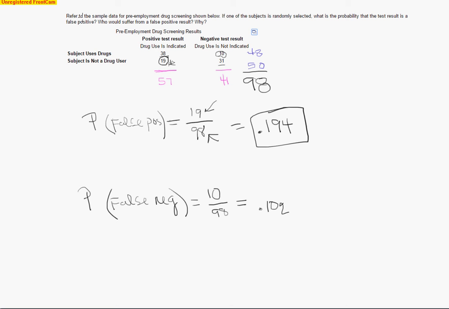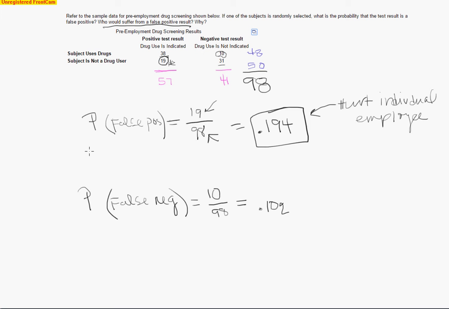The question then goes on to ask, who would suffer from a false positive result? Well, who do you think? These are people who do not use drugs, but they're testing positive, so this is probably going to hurt the individual subject, the individual employee, right? Because they may lose their job because they've tested positive for a drug that they're not using.